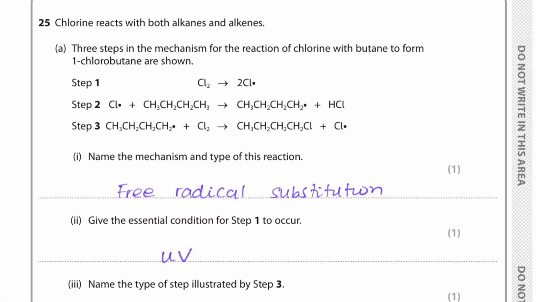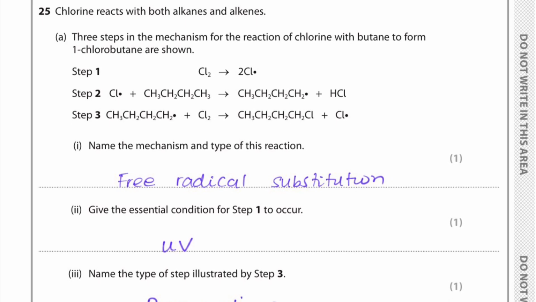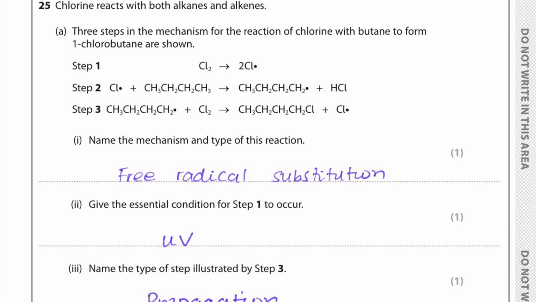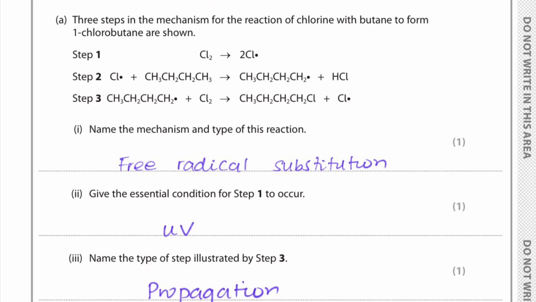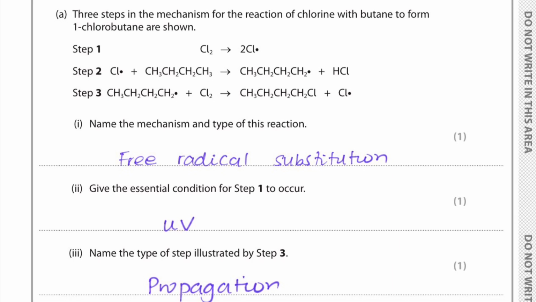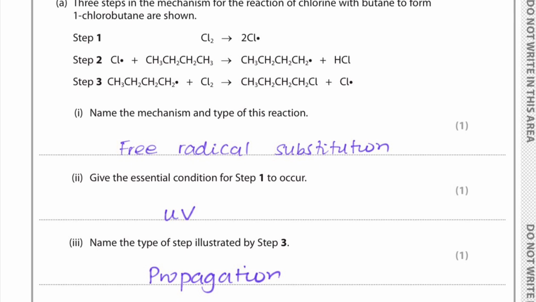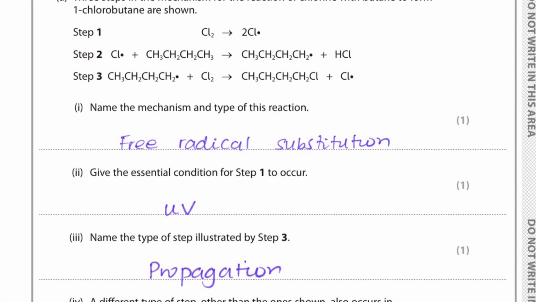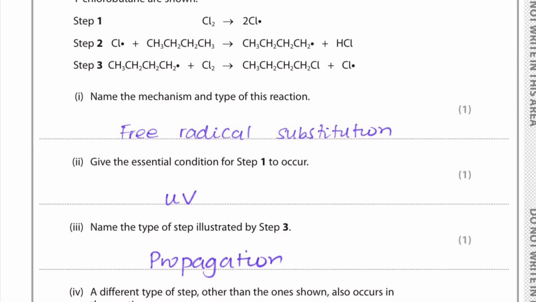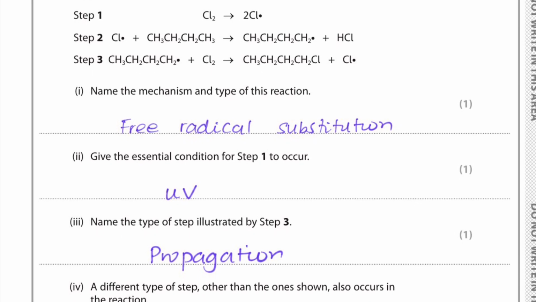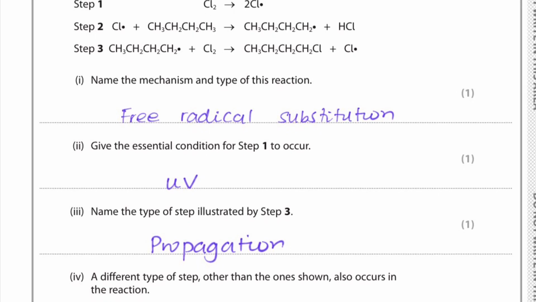Question 25. Chlorine reacts with both alkanes and alkenes. In the first part, 3 steps in the mechanism for the reaction of chlorine with butane to form 1-chlorobutane are shown. Now, this is a classic example of a free radical substitution mechanism which occurs between halogens and alkanes. The process involves 3 main steps: initiation, propagation, and termination. Then they say, name the mechanism and type of this reaction. This is free radical substitution. We see radicals being formed and used to substitute a hydrogen atom in butane.